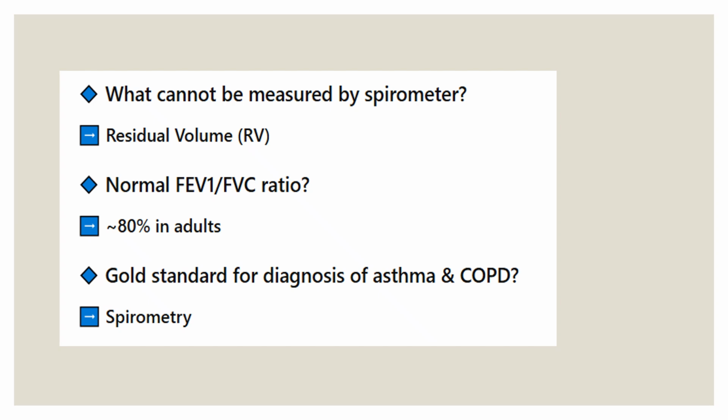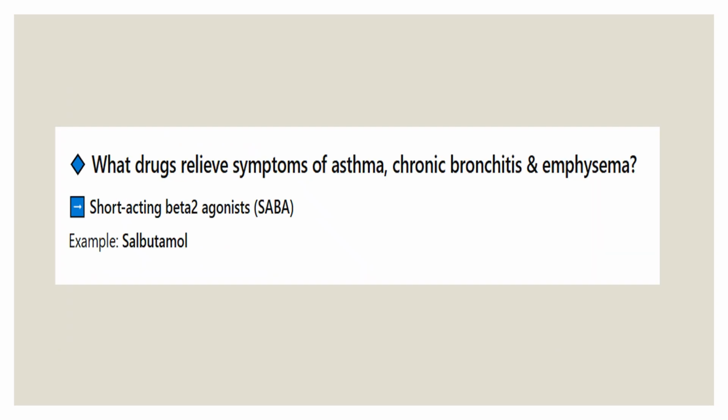What cannot be measured by spirometer? So residual volume we cannot measure by spirometer. Normal FEV1 by FVC ratio is approximately 80% in adults. Gold standard for diagnosis of asthma and COPD is spirometry. So using spirometry, we can diagnose asthma and COPD. This is the gold standard. And with the spirometer, we cannot measure residual volume, but spirometry we are using for diagnosis of asthma and COPD.